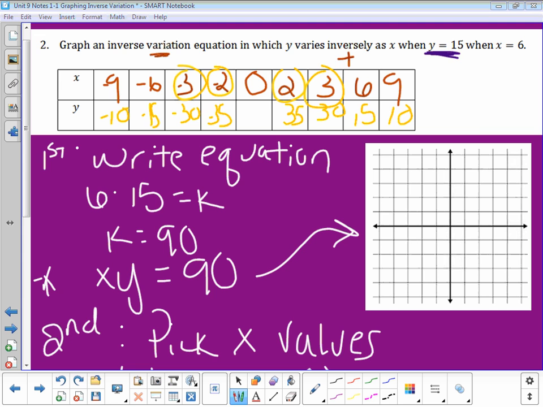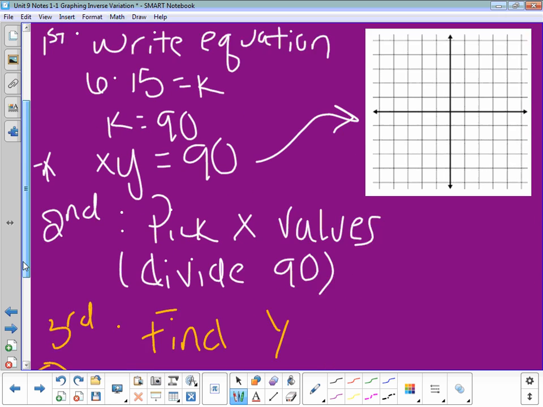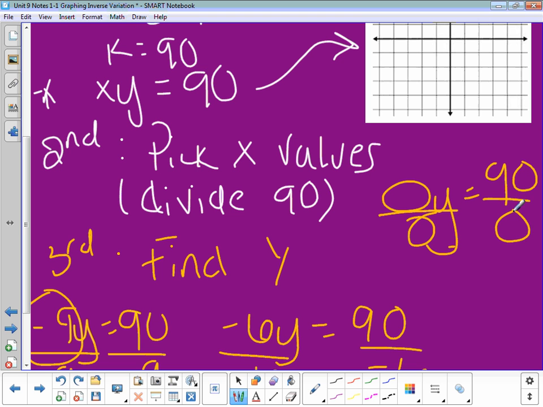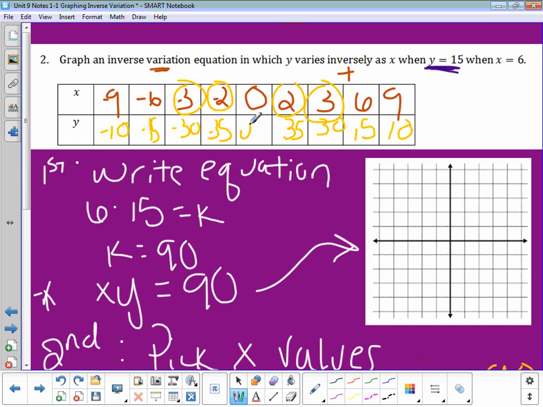Pause the video. Now let's quickly talk about that 0 there. Okay, so what we're basically going to have is when we plug in 0 for x, we're going to get 0y is equal to 90. So now I'm going to divide both sides by 0. Now in math, here's a huge no-no. You cannot divide by 0. So because you cannot divide by 0, this is undefined. So then this right here is undefined.